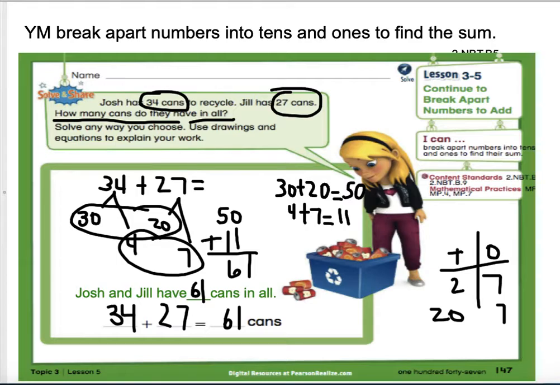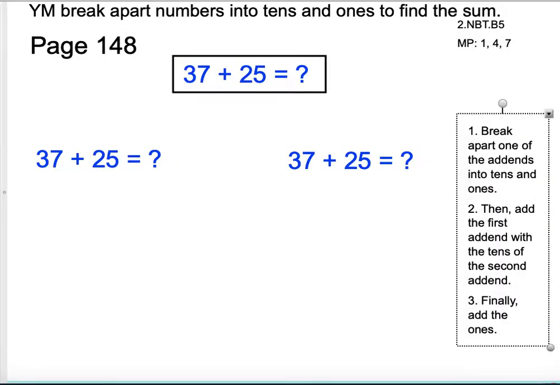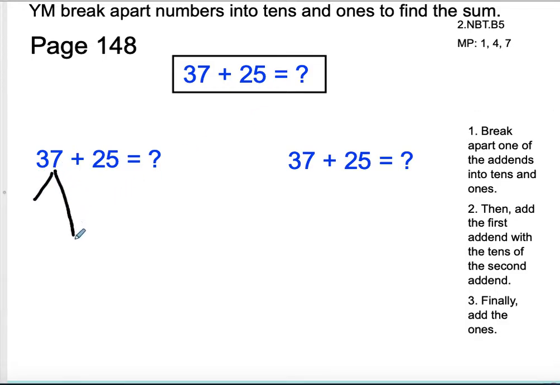Today we're going to continue to add using the break apart rule, but we're going to do it in a little different way. It goes a little faster, I think. We're working on page 148. 37 plus 25 equals what? So yesterday we learned to break apart both addends. So it would look something like this.